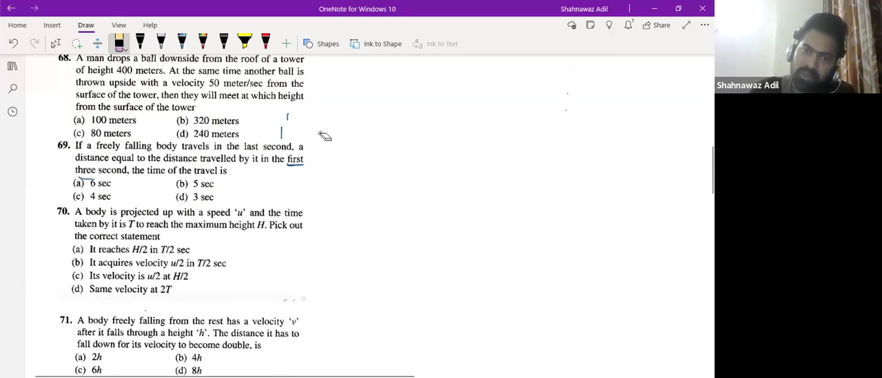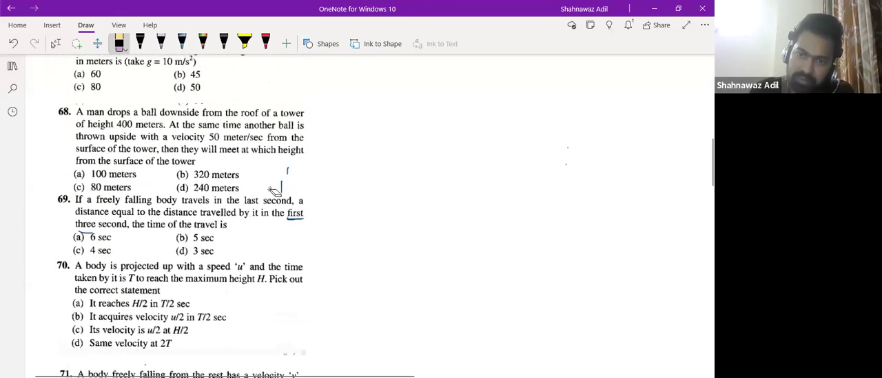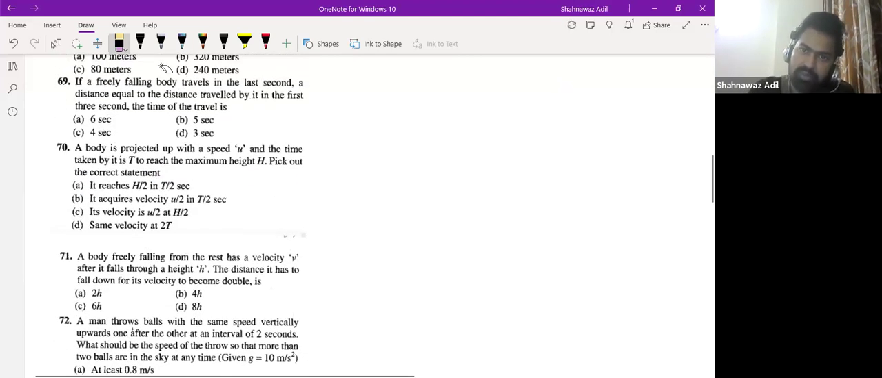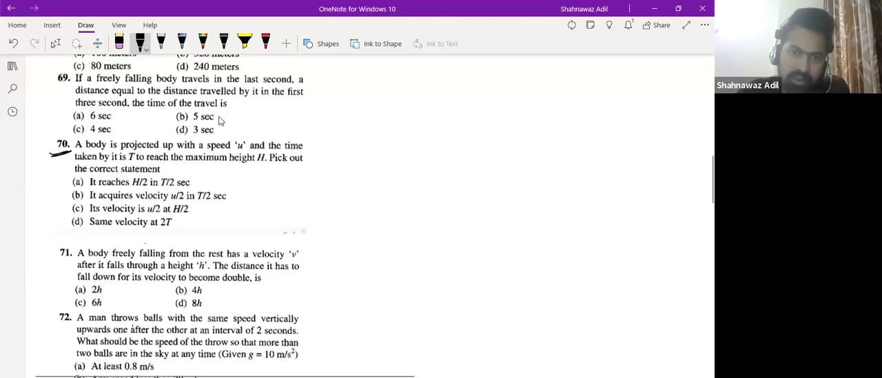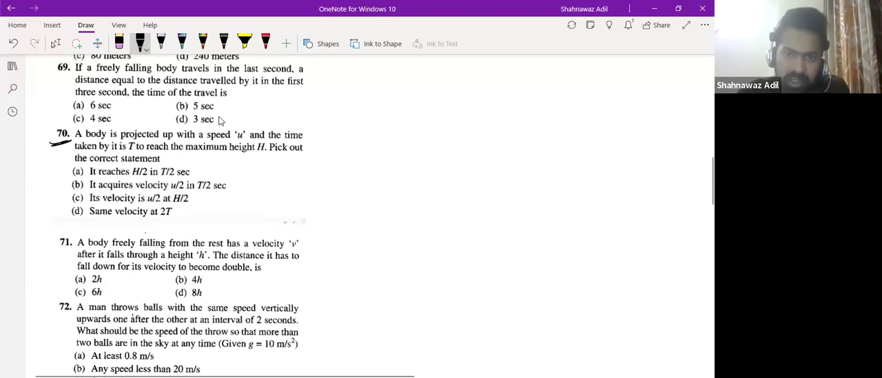Okay, so let's do this question, number 71. A body is projected up with a speed u, and the time taken by it to reach the maximum height h is t. Pick out the correct statement.